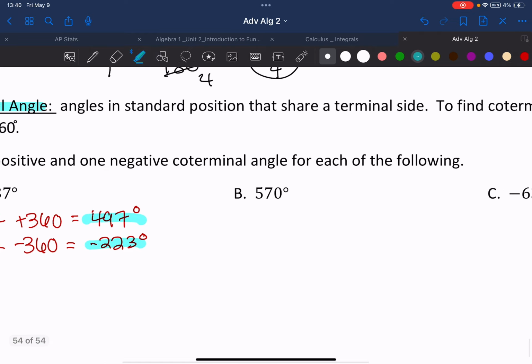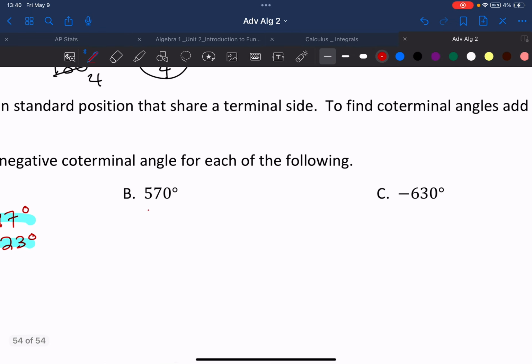And I do the same thing for B. So I do 570 plus 360 and 570 minus 360. So 570 plus 360 is 930 degrees. And 570 minus 360 is 210 degrees.